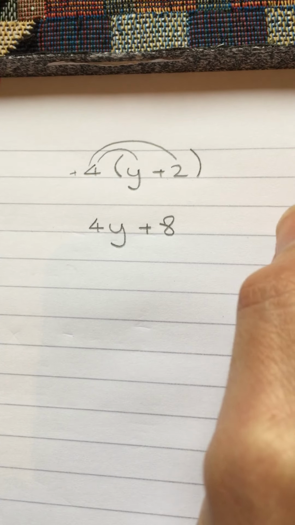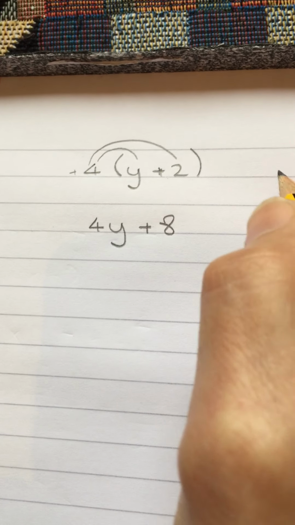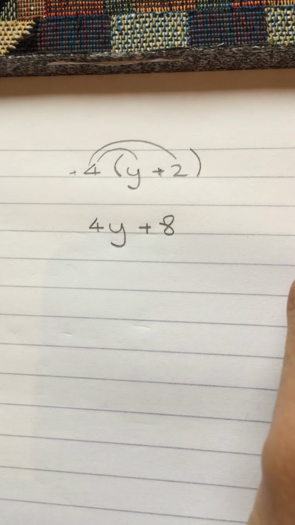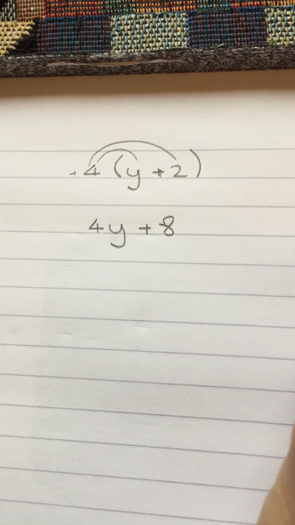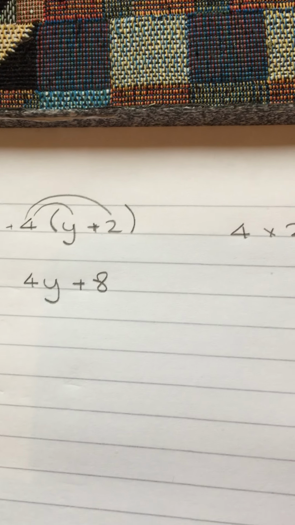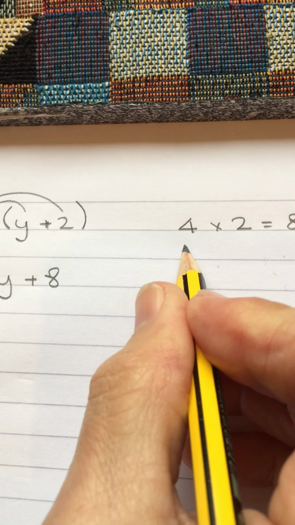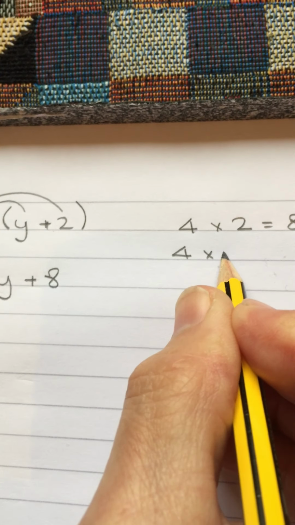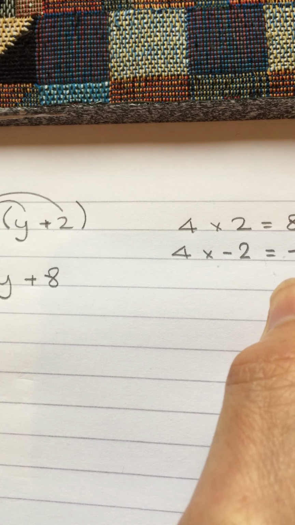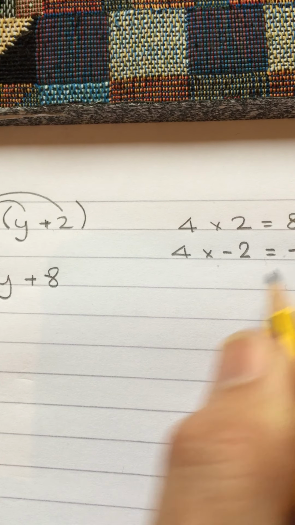Sometimes you'll have a negative number here, so I need to explain how you deal with negatives. If you have a positive number times a positive number, that will give you a positive number. So 4 times 2 will give you 8. I just hope you can read that. If I have a positive number times a negative number, that will give me a negative number. So that will be minus 8. So when the signs are different, you will end up with a negative number.